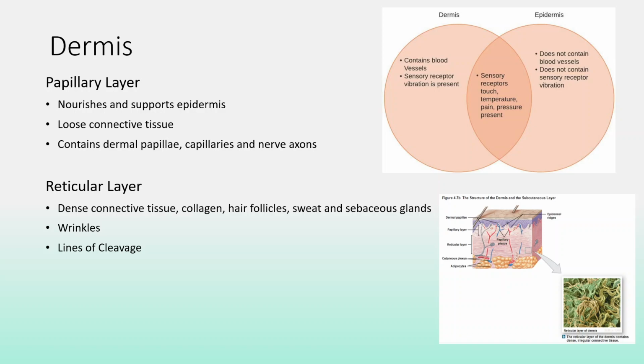A key compare and contrast is that the dermis contains blood vessels that supply the blood, which allows it to nourish the epidermis. But the epidermis does not contain blood vessels. So as you can see in the Venn diagram over there, we have that compare and contrast present.